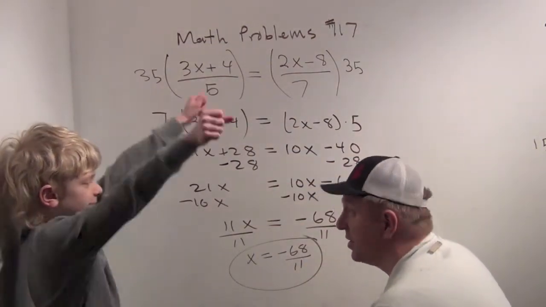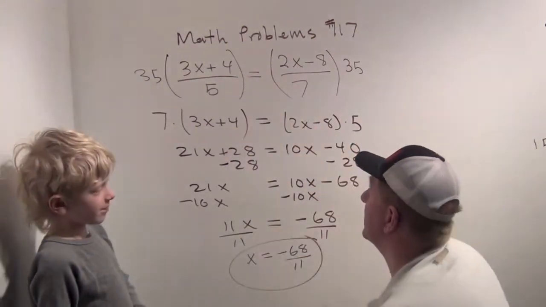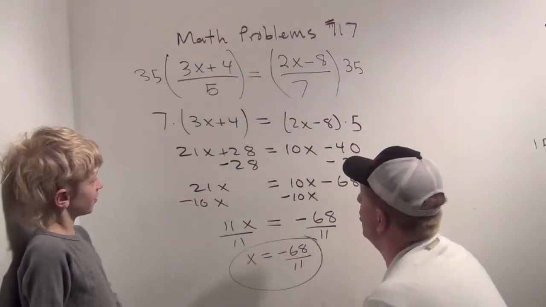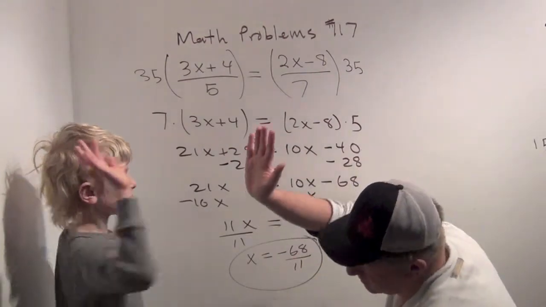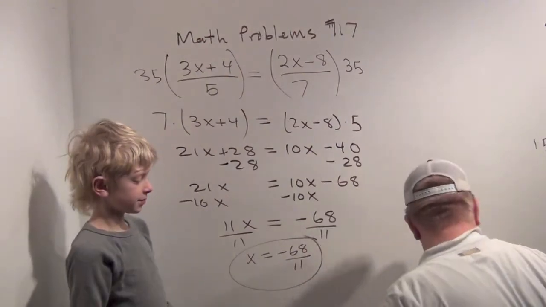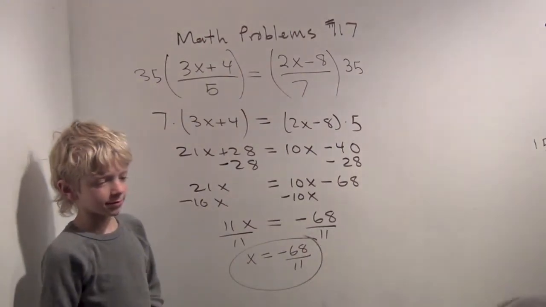Whoa, was it obvious from the beginning that x equals minus 68 over 11? No, it wasn't. But that is a great job. It's a very difficult problem that you just solved. Good job.